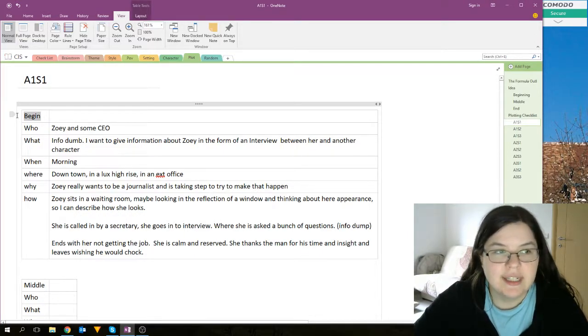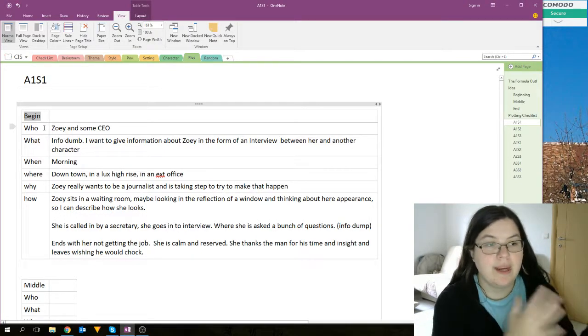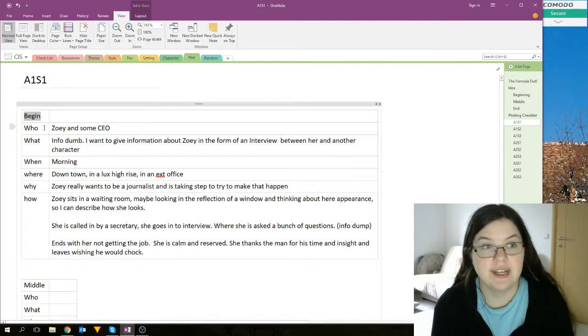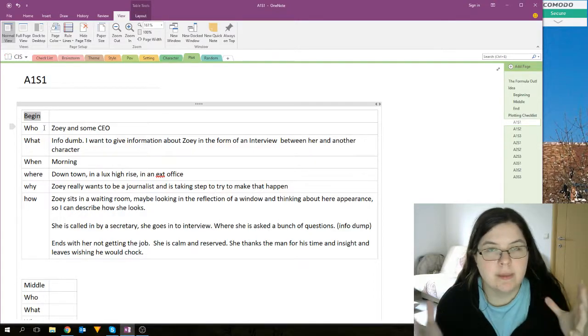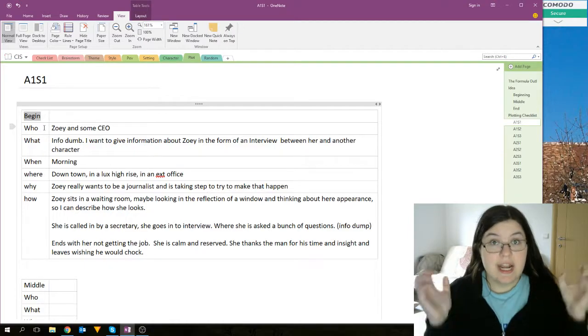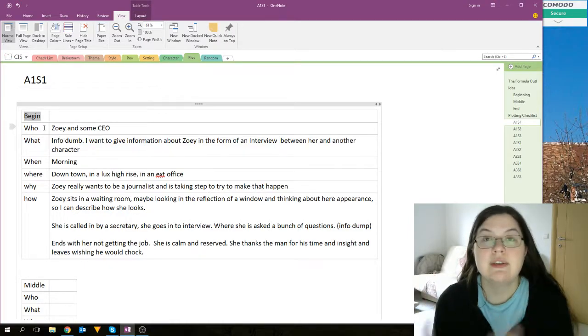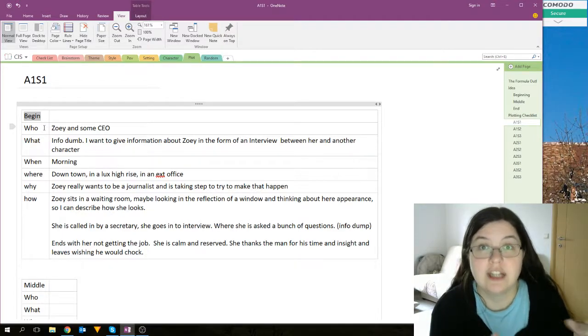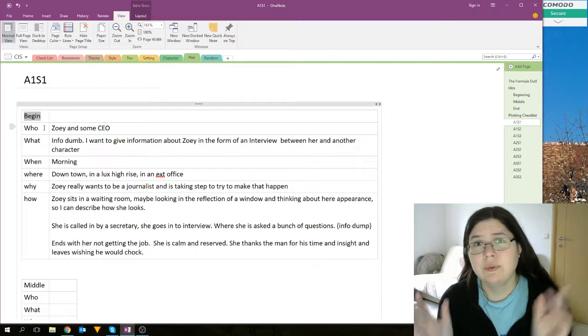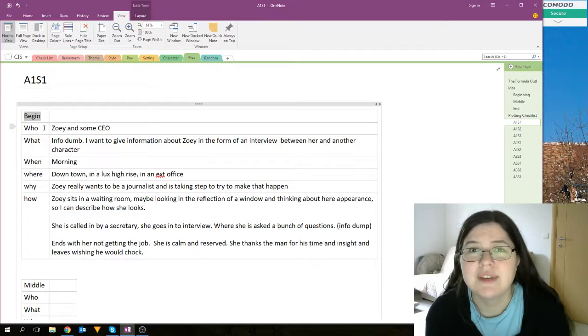This is the beginning scene, Act 1, Scene 1. And I ask who, what, when, where, why, and how. So who is in the scene? And it's Zoe and some CEO. And what is the purpose of the scene? It is an info dump. I want to give as much information about Zoe in the form of an interview between her and another character. And if you want to know the best way to give info dumps, it is through dialogue, because it can be interesting.